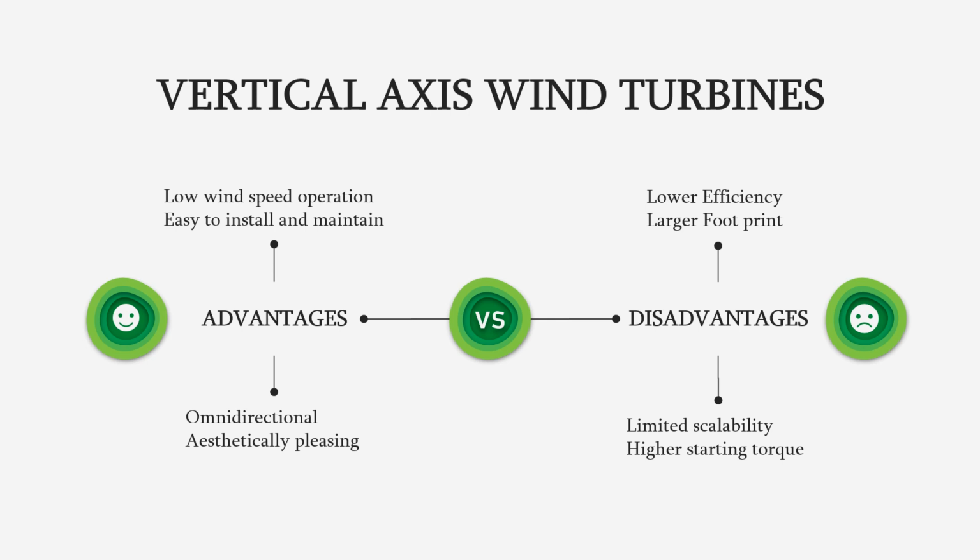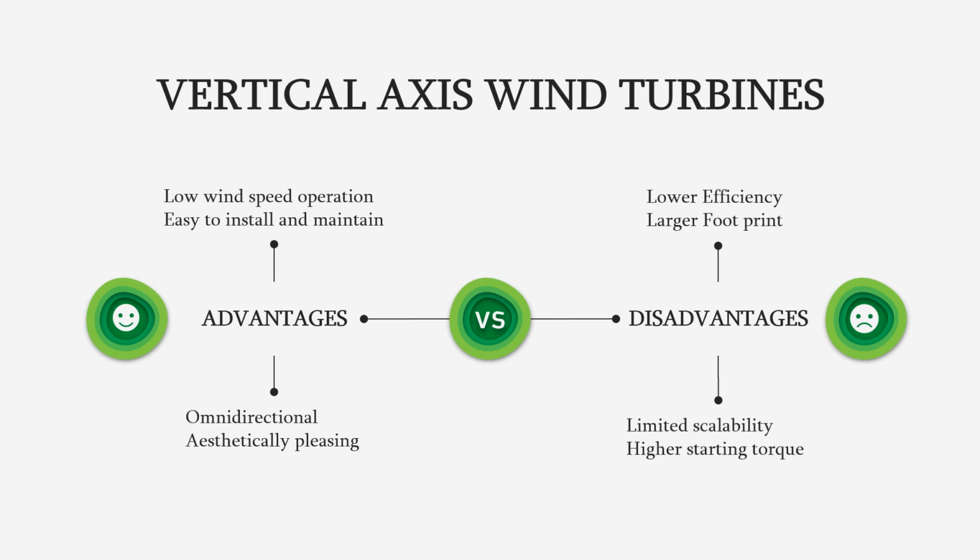Talking about the disadvantages, they have a lower efficiency. These vertical axis wind turbines are typically less efficient than the horizontal axis wind turbine and may generate less power for a given rotor size. Larger footprint. Vertical axis wind turbines require a larger physical footprint than horizontal axis wind turbines, which can be a limitation in some locations. Limited scalability.